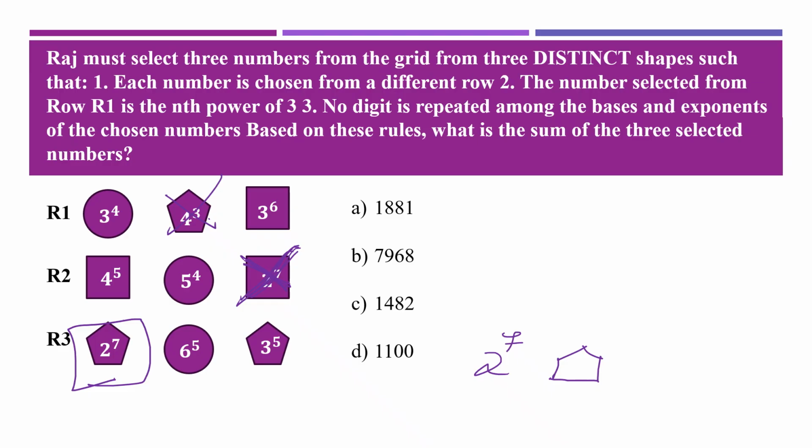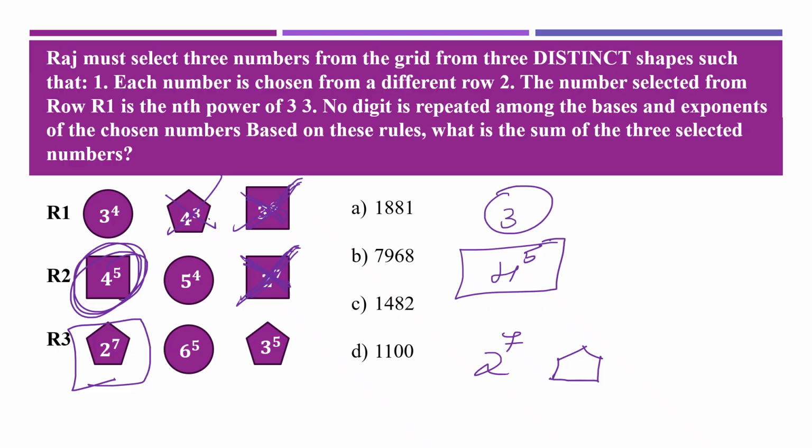If I'm not going to select square, I have 4 power 5. Okay, if I take 4 power 5 and a square from the second row, then I cannot select the square from the first row. So obviously I need to select a circle, but there is a problem. In the circle, there is a 4 which is already taken. And there is no other go except to select a 3 power 6 that is in the square.